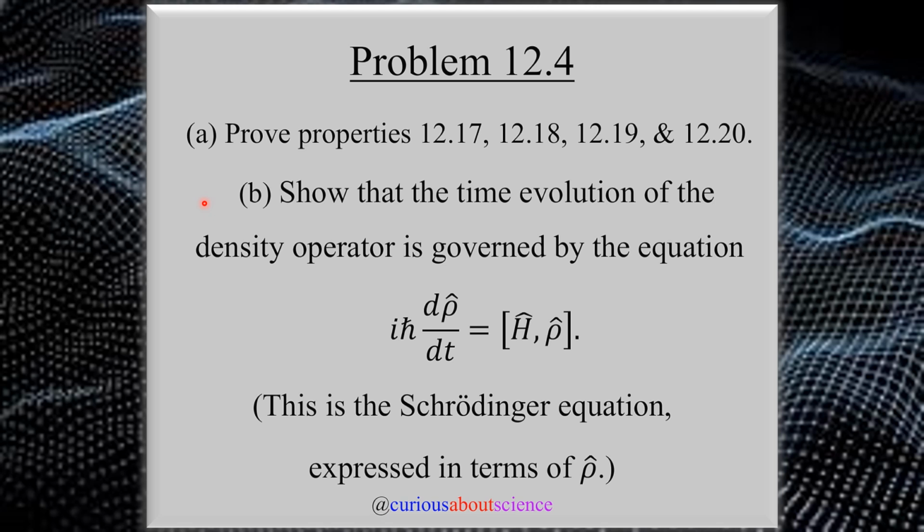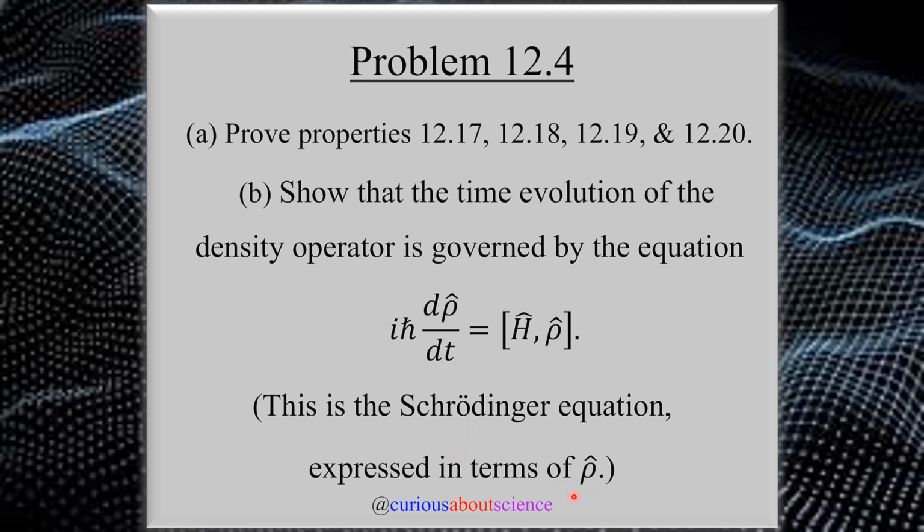And in B, we wish to show that the time evolution of the density operator is governed by the equation iħ dρ̂/dt, where ρ̂ is the density matrix, is equal to the commutator of the Hamiltonian with the density matrix. That's pretty cool. This is the Schrödinger equation expressed in terms of the density matrix itself.